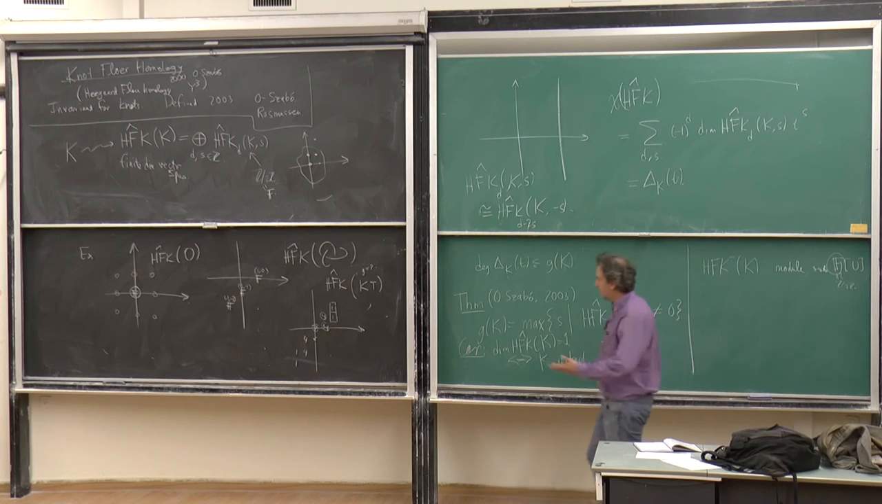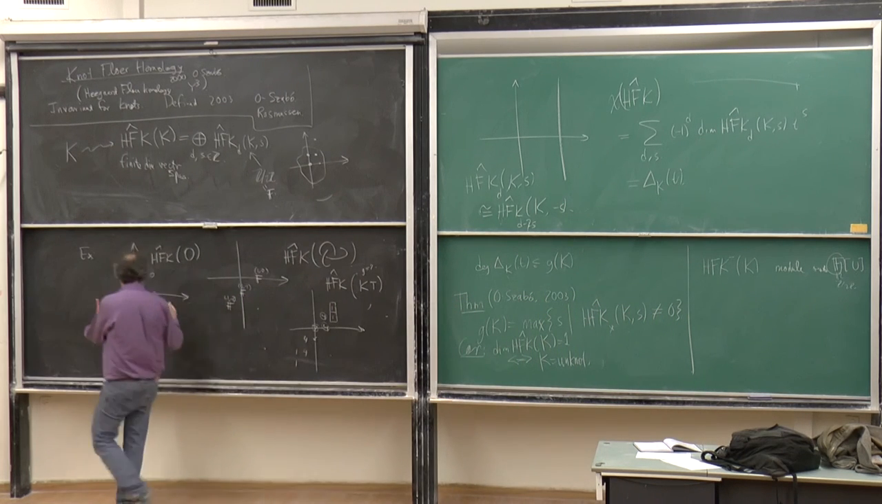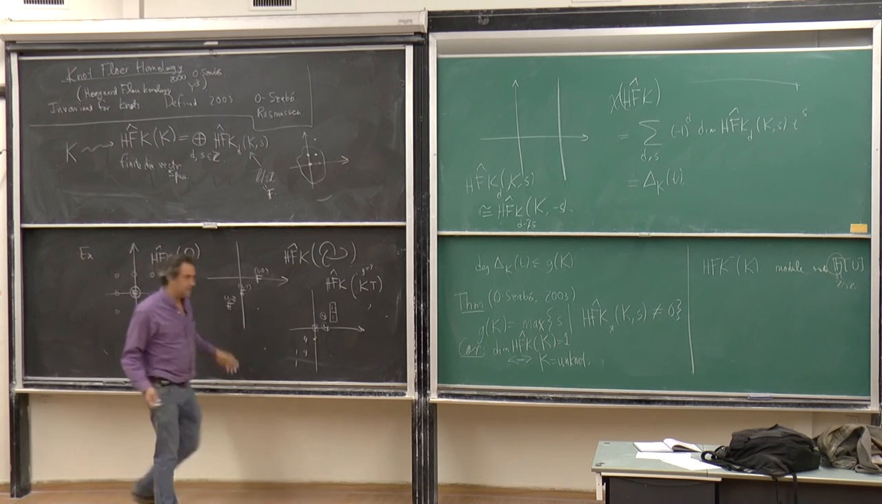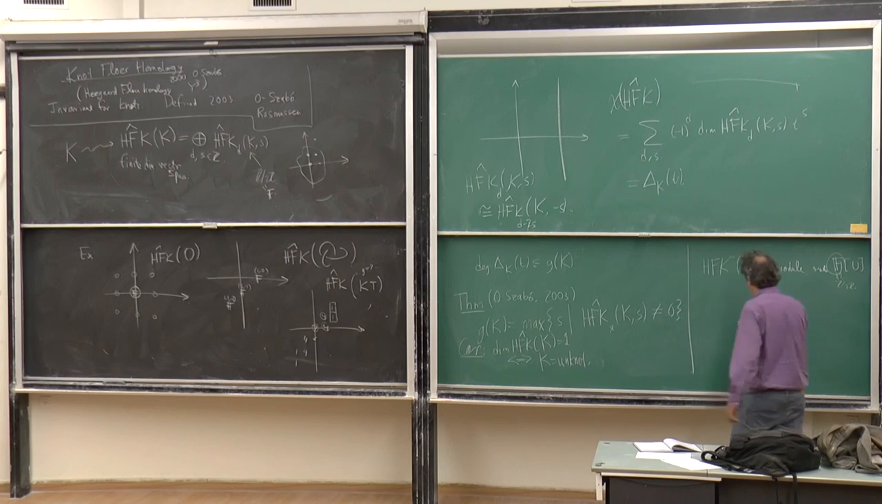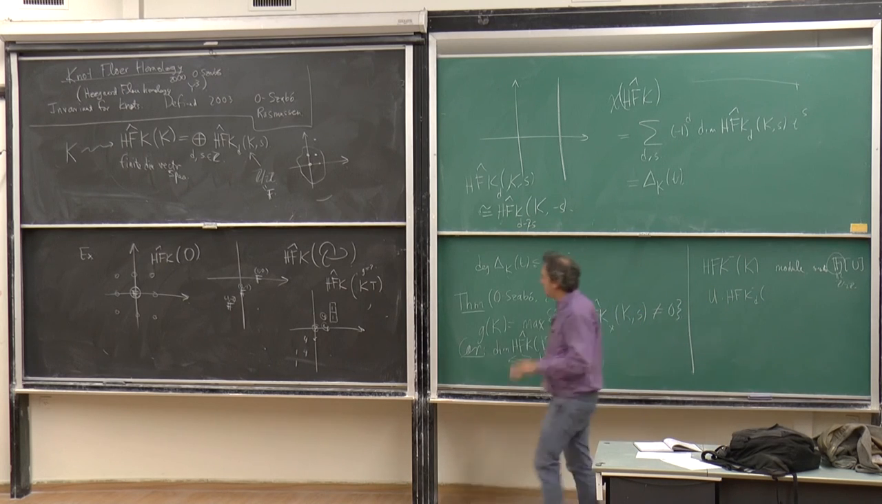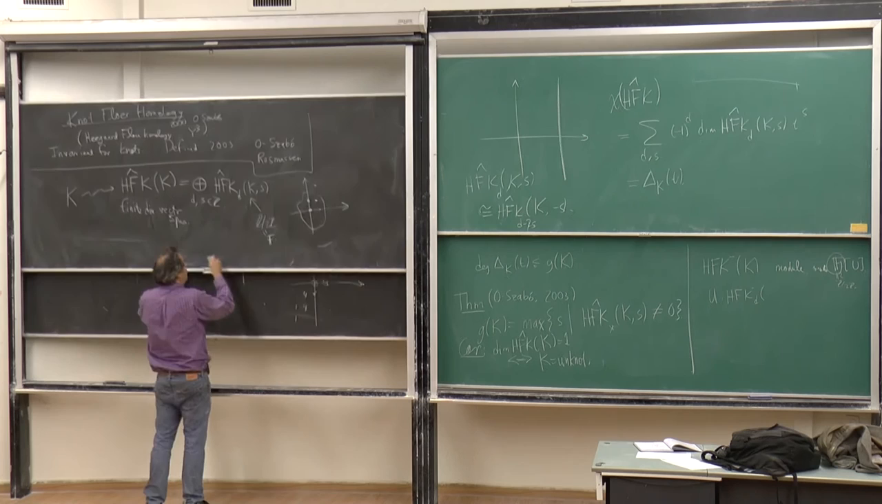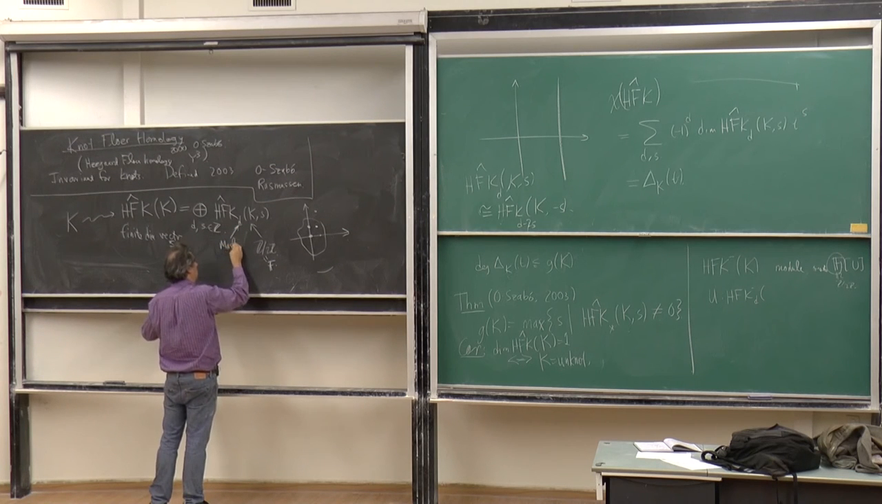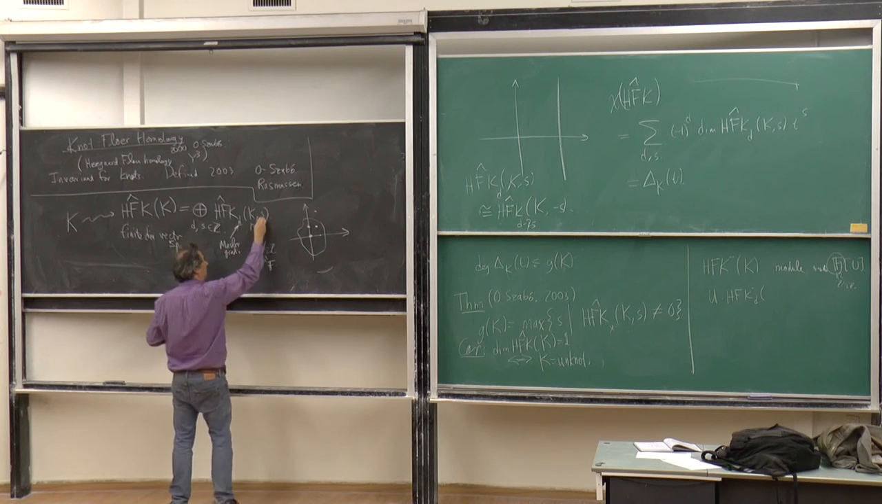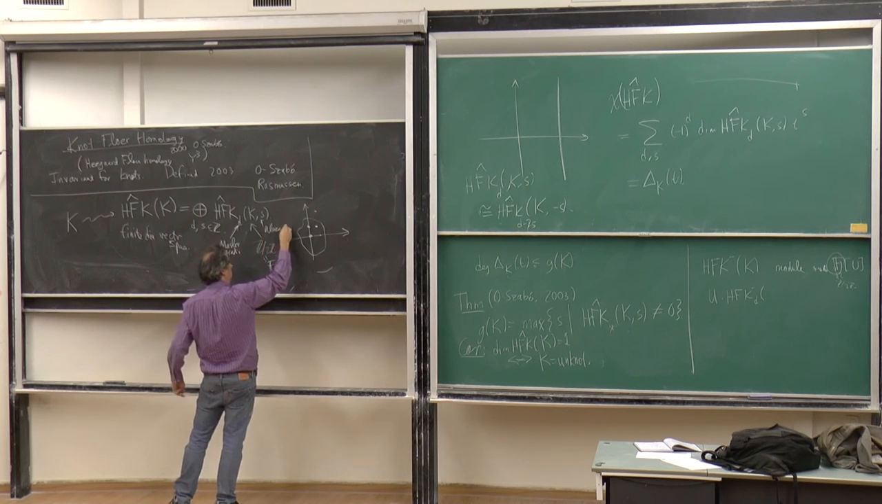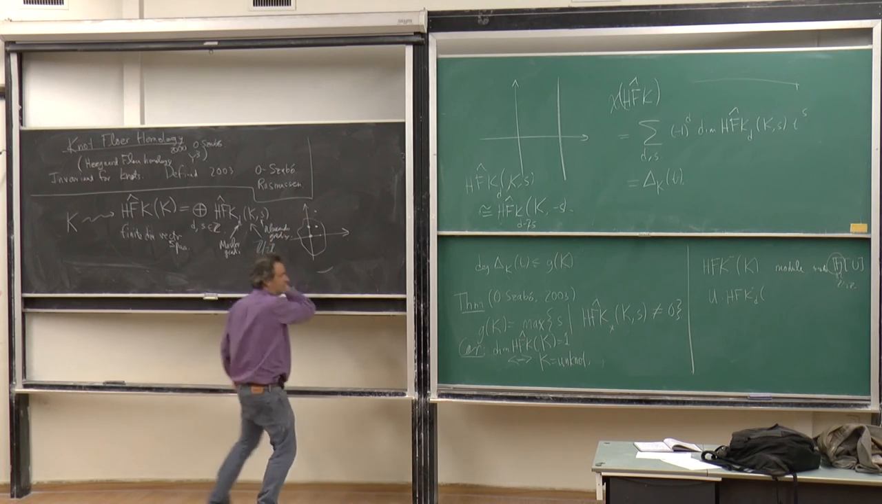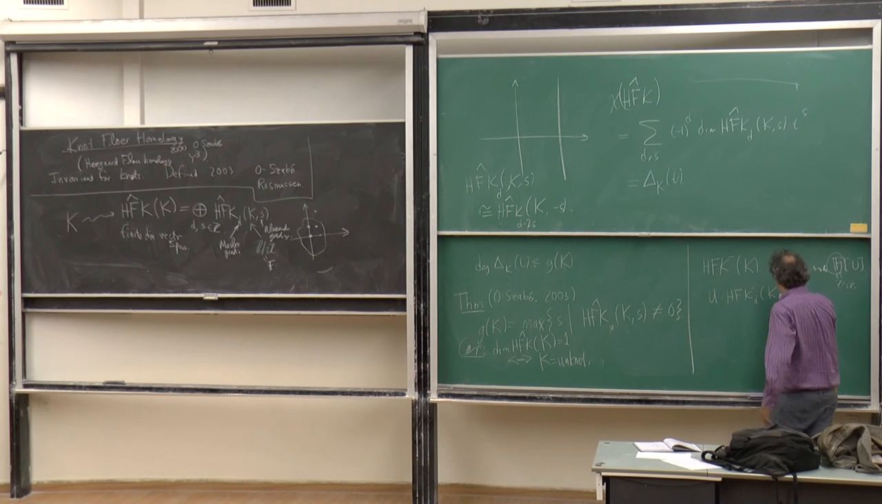So what does that mean? There's a version of knot Floer homology that also has an endomorphism by some operator U. And this operator U drops, okay, so I need some names. This is called the Maslov grading. And this is called the Alexander grading. And U drops Maslov grading by 2. And it drops Alexander grading by 1.